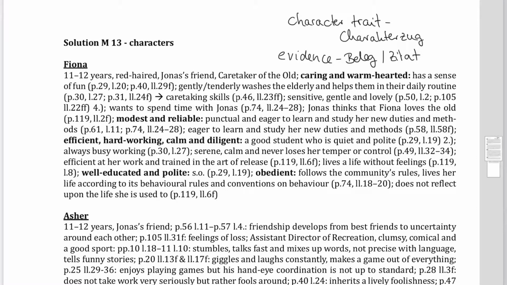You remember that last time we had a look at this solution sheet and we talked about character traits and evidence and also about explaining a character trait. And today I would like to have a look at that in a bit more detail. I want to talk to you about characterization and how to write a characterization. In German, the word is Charakterisierung. You have maybe already done that in your German lesson, and now you will learn how to do that in English.